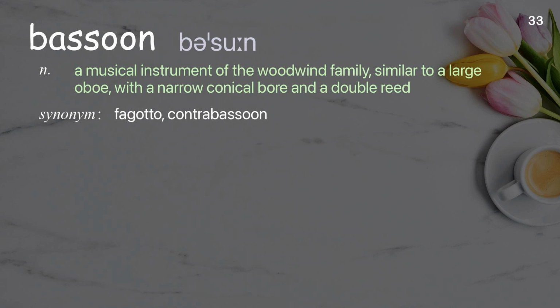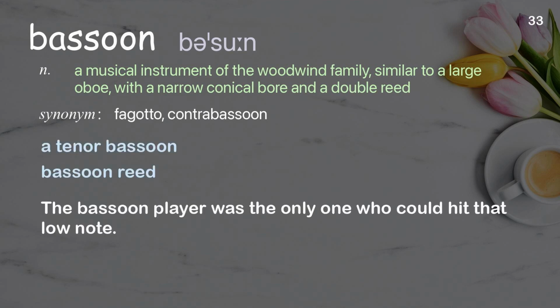Bassoon. A musical instrument of the woodwind family, similar to a large oboe, with a narrow conical bore and a double reed. Examples: A tenor bassoon. Bassoon reed. The bassoon player was the only one who could hit that low note.